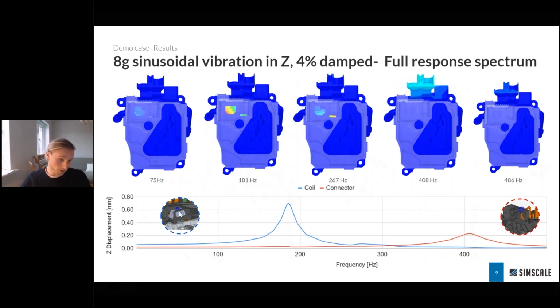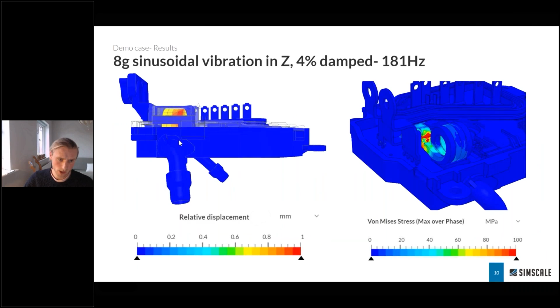So then I've put some point data, one on the coil and one on the connector in red, and we can then see the peak displacements during this analysis. Okay. You can then dig down into each frequency. So let's take a look at the coil first. We can see the actual vibrating motion, as well as the stresses induced in the model.